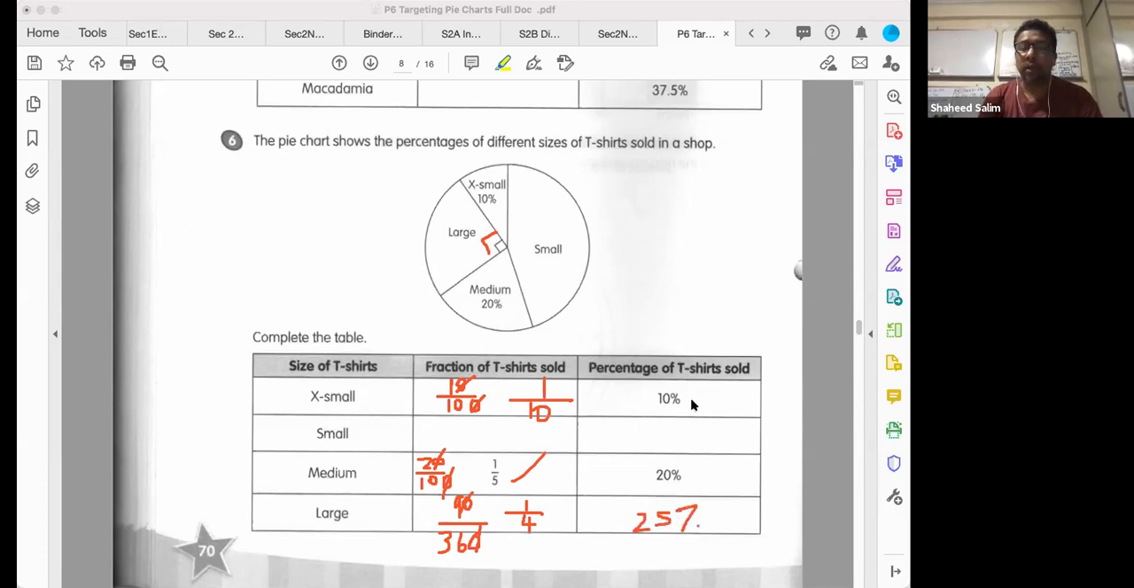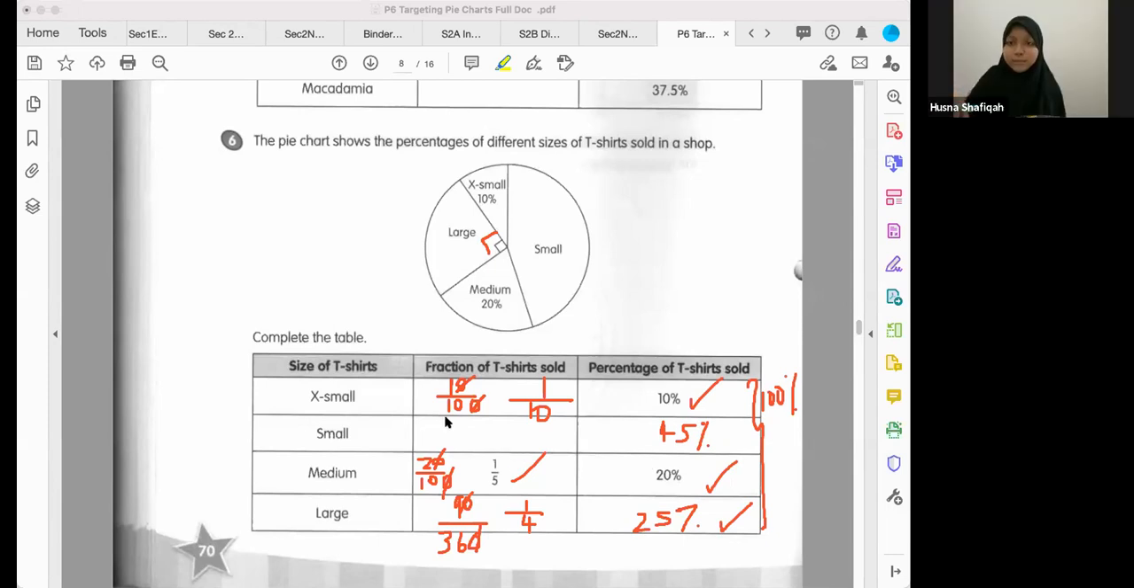See how to do now. 10 plus 20, 30. 30 plus 25, 55. What is this? 100% minus 55, get 45. I repeat, you already know 10%, you know 20%, you know 25%. All together, it must be 100%. So take 100 minus 10, minus 20, minus 25, get 45. Then how to get the fraction? Yes, well done, Zahira. For the fraction, 45.